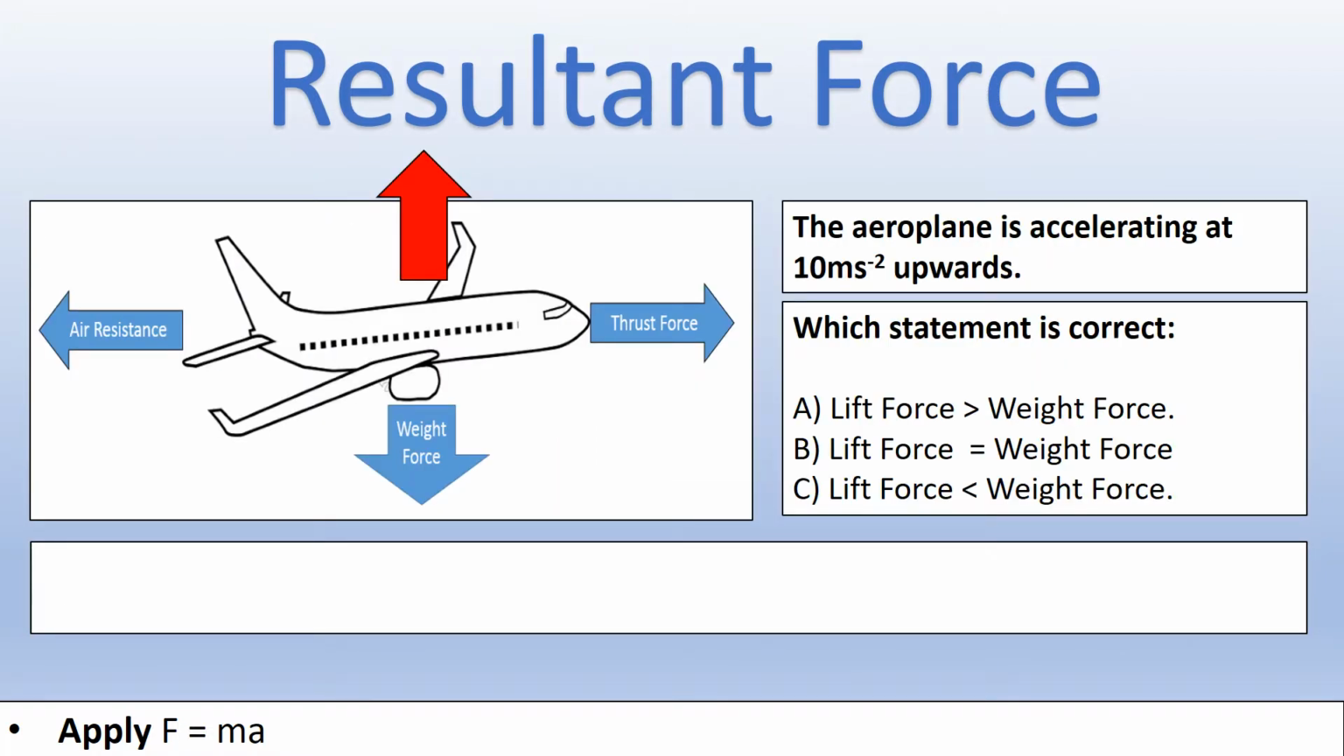Okay, so we're going to have a look at a plane type scenario. Planes have a few different forces acting on them. In this nice simple model, we've got a forward thrust force, a backward air resistance force, a downward weight force, and an upward lift force we're showing in red. So the aeroplane is accelerating at 10 meters per second squared upwards.